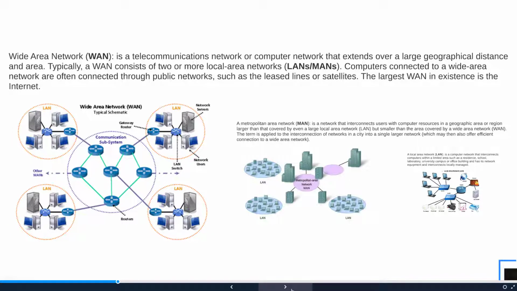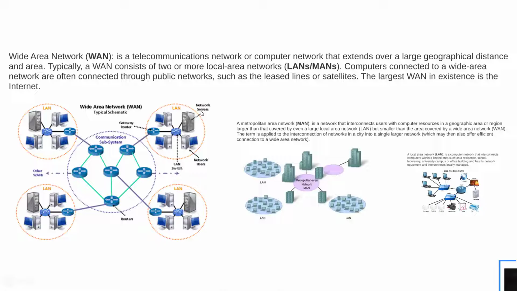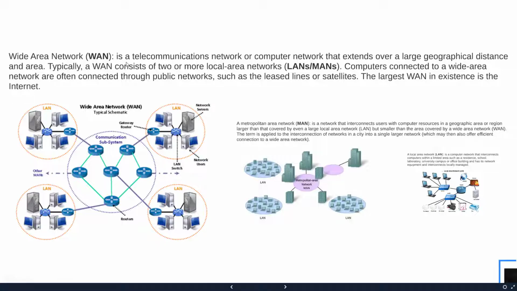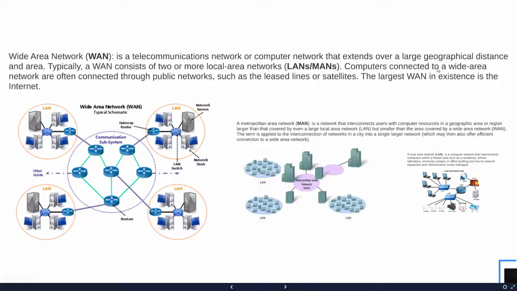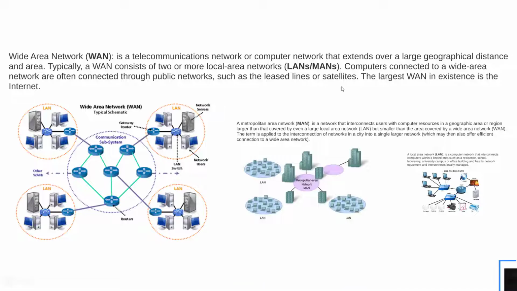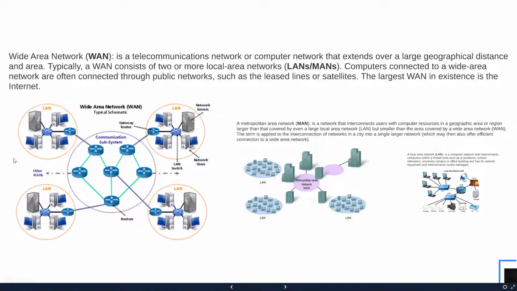And the largest one is the wide area network, which, as you can see on the figure, actually interconnects metropolitan areas of different sizes and from different places. Okay, so it's a telecommunications network or a computer network that extends over a large geographical distance and area. Typically, a WAN consists of two or more local area networks, and computers connected to the wide area network are often connected through public networks, such as leased lines or satellites. Okay, the largest one in existence is the internet itself.